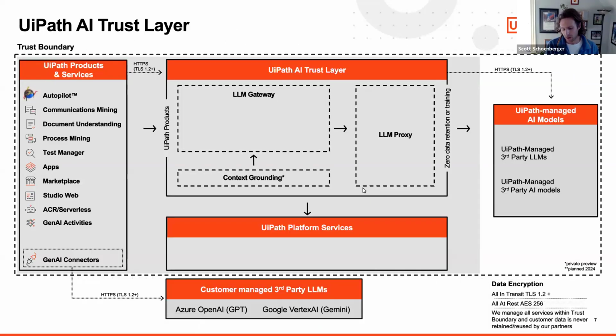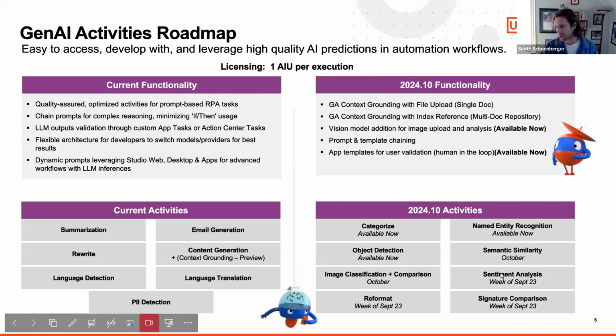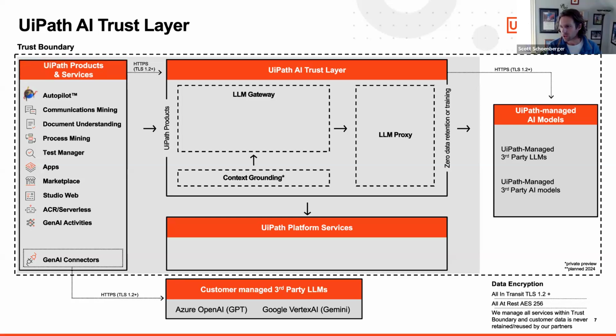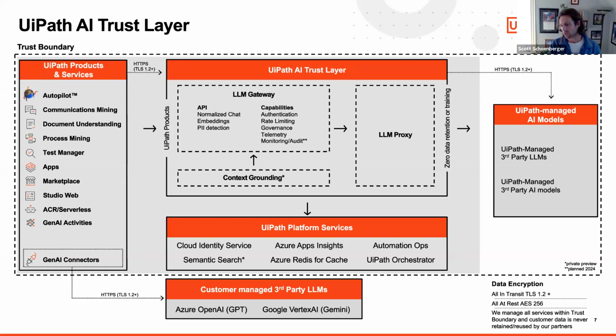So that's the roadmap, and I just want to make sure that everybody knows that we are actively adding activities. You'll see a couple new ones, one of which we're going to talk through in two different demos, object detection, but categorize and named entity recognition are both available right now. Next week, we'll be releasing signature comparison, which I think will be super awesome for fraud detection use cases. So let's talk a little bit about the infrastructure, the architecture here.